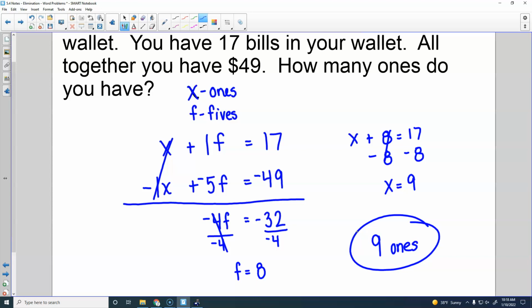Where did you get the negative, or what did you get the 1x? So each one is worth $1. So we do 1 times the number that we have. And then each 5 is worth $5. So 5 times the number of 5s that we have. That's how we get that equation. It originally was not negative. We made everything negative so that it would cancel there. Okay, questions?